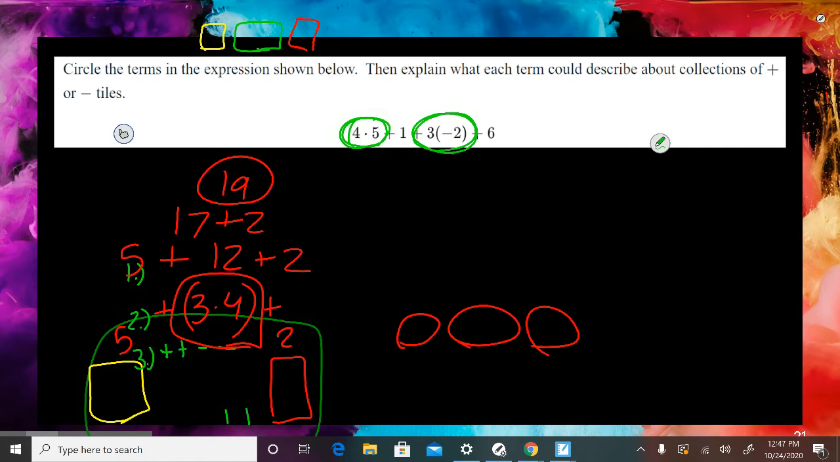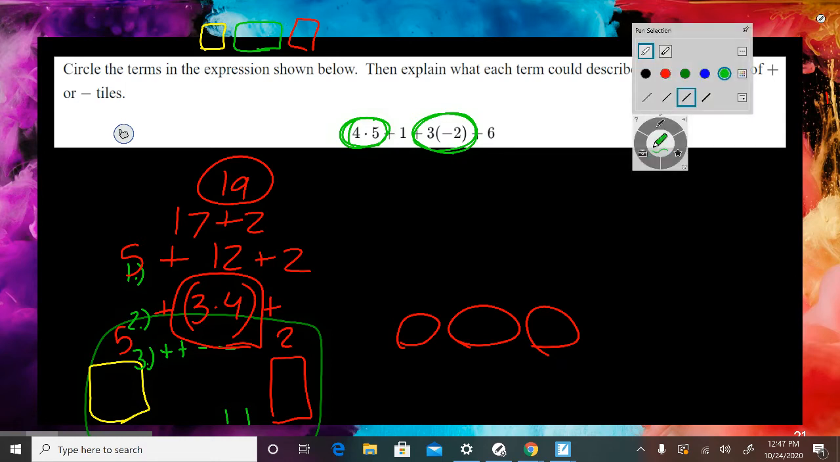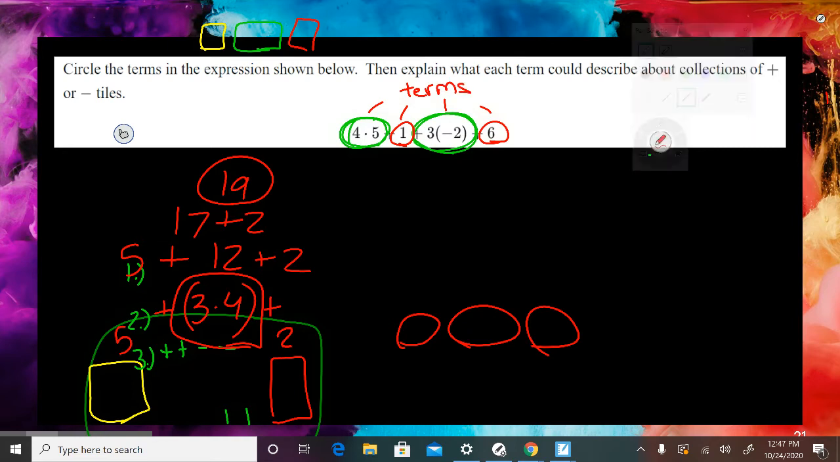And then we can just go ahead and circle the ones that already do stand alone, and I'll do them in a different color, 6 and 1. So here we have 1, 2, 3, 4 terms. And obviously we would need to solve what 4 times 5 is first, 20, and what 3 times negative 2 is first, to get negative 6, before we can solve and simplify.